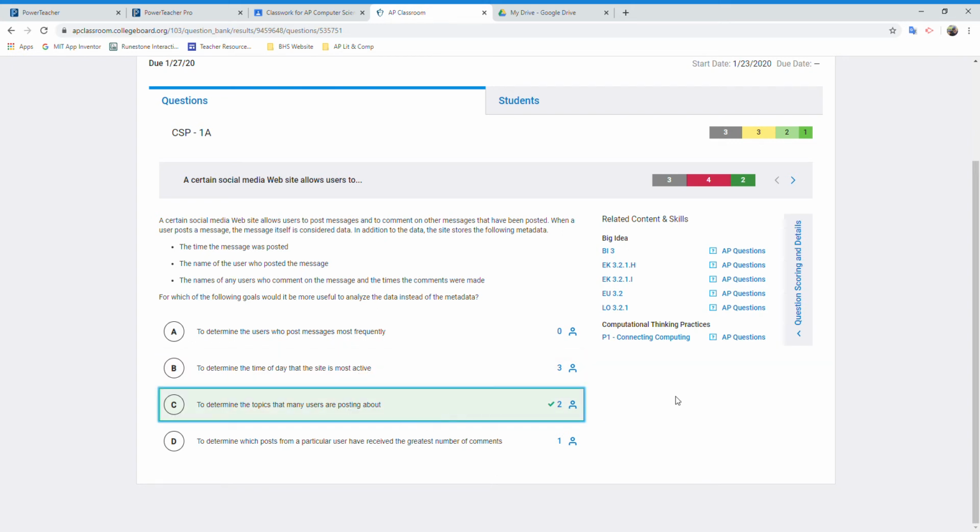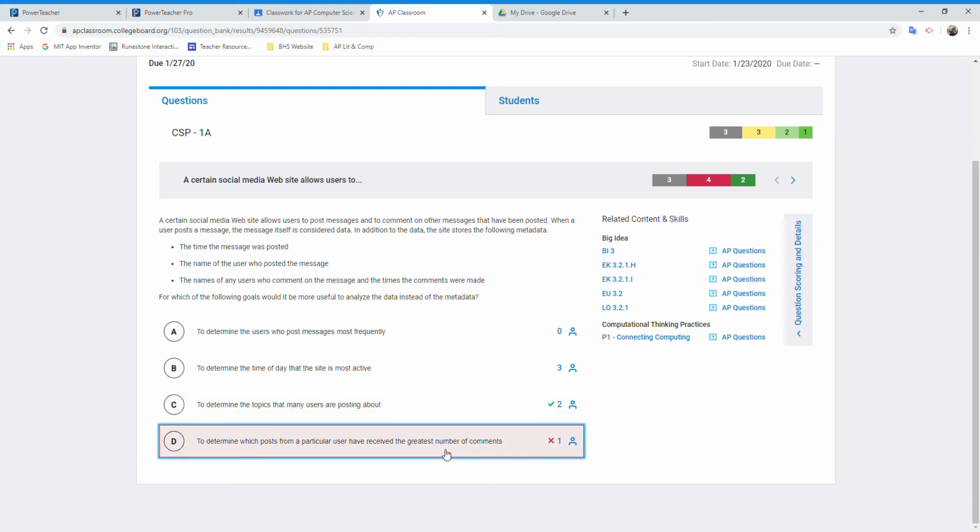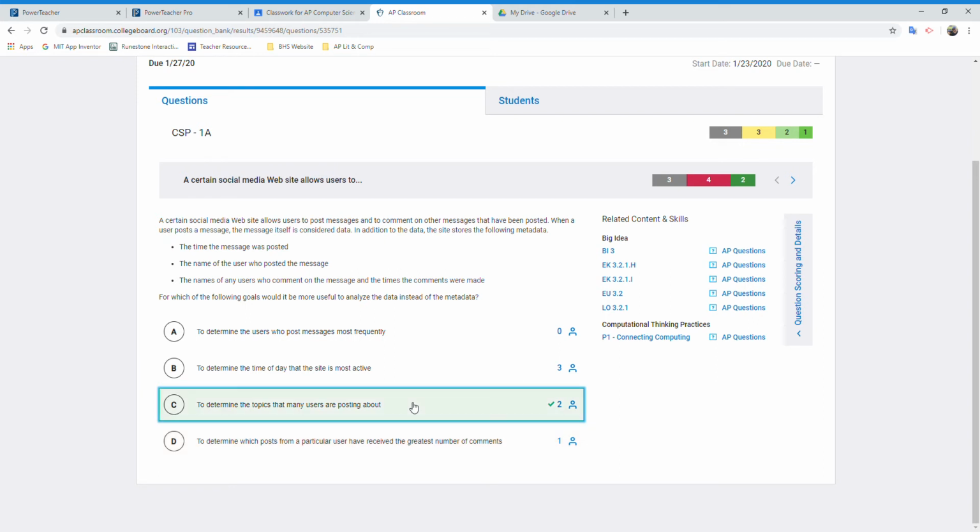Determine the topics that many users are posting about. That's something you're going to get out of the actual data, not out of the metadata, and that's why that's wrong. Determine which posts from a particular user received the greatest number of comments. That is somewhat useful, but topics are more useful. So that's really what it is.